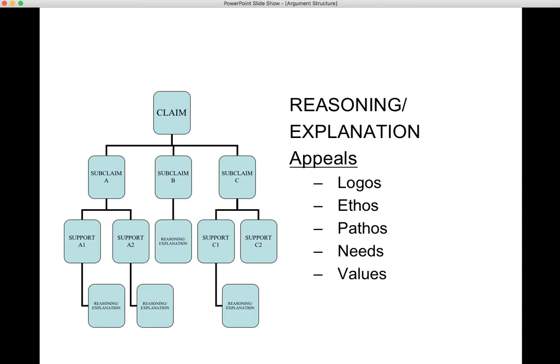In our reasoning and explanation, we might make appeals to logos, ethos, pathos, needs, and values. We will talk about what those things mean, but the big thing I want you to understand is always you're going to be explaining your reasoning, explaining your evidence. I will be asking you all the time, so what? That's my way of saying, why does this matter?